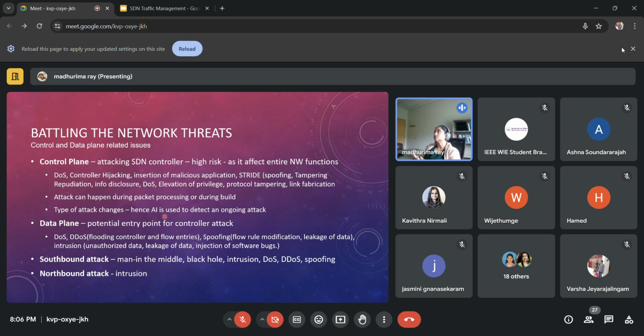So controller hijacking is also possible. For example, an attacker will impersonate a controller and start to flood the flow table with improper routing information. It will exploit a vulnerability of the controller during build time. When you are creating the controller, you are injecting code inside the controller, so it can happen during build time. It is also possible during forwarding time: when the controller is about to send a message to the switch, it can inject some malicious information inside that.